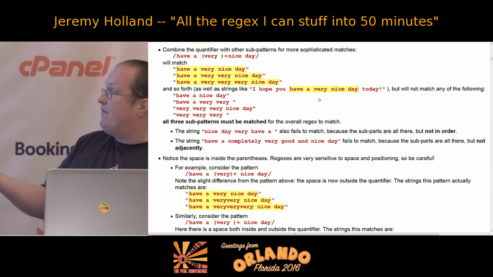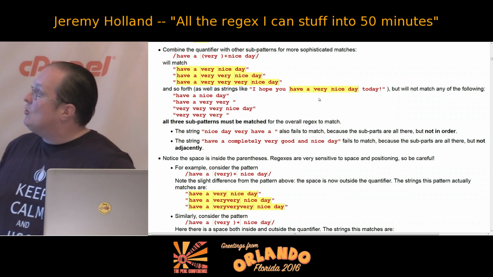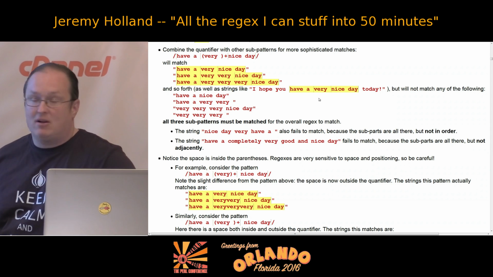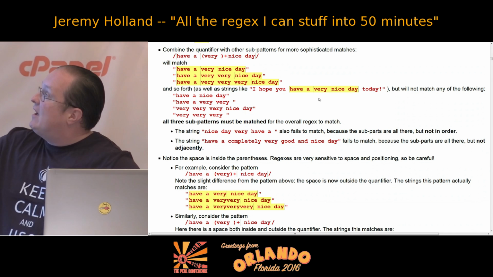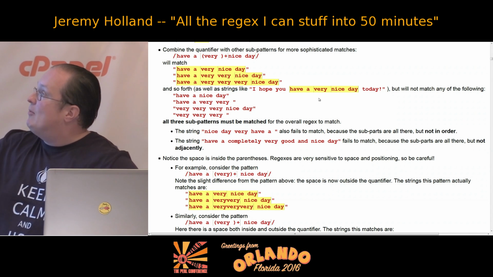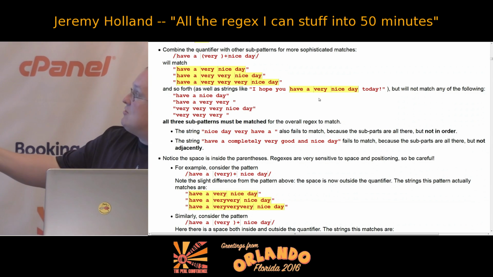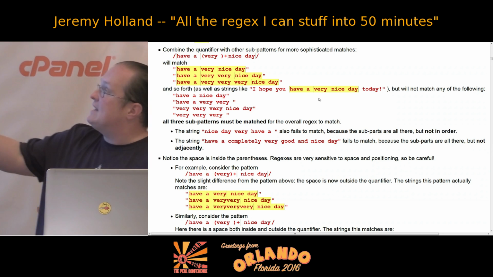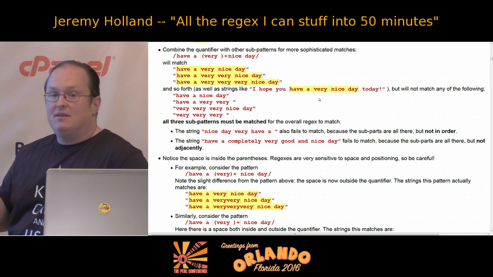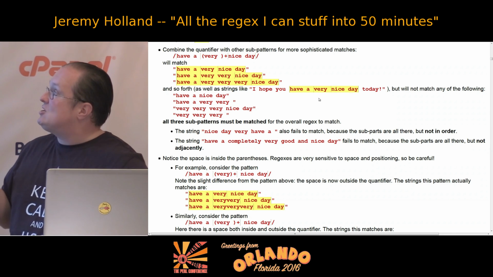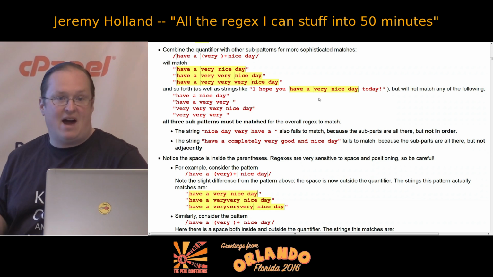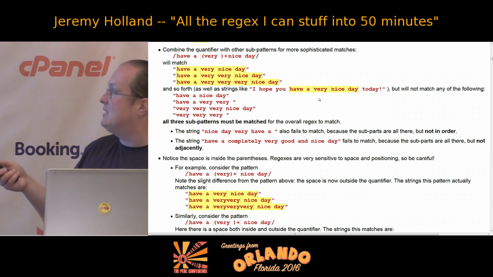If you put other stuff before and after your plus sign, you can make a more complex pattern, such as this. Have a (very )+nice day will match have a very nice day, have a very, very nice day, etc. And strings that have other stuff before and after the have a and a nice day. But it has to have all of these 3 things in it. That's the first very important thing to remember. When a pattern is being matched against a string, all the subpatterns have to match in order and adjacently for the overall string to be considered a match.